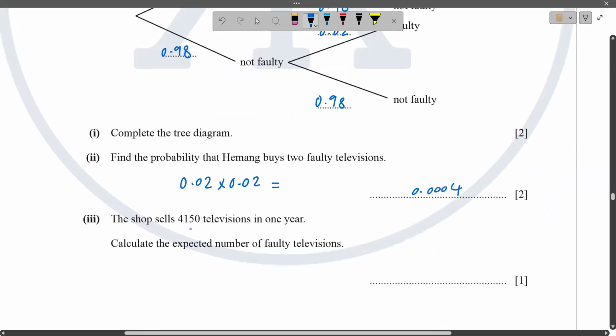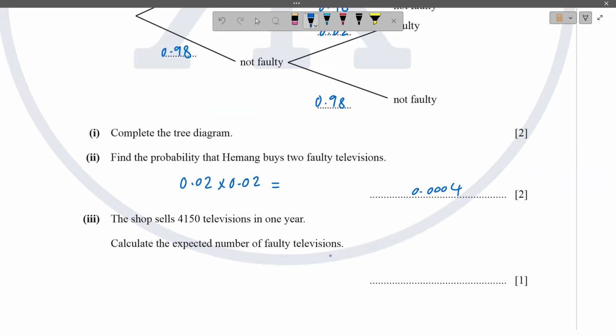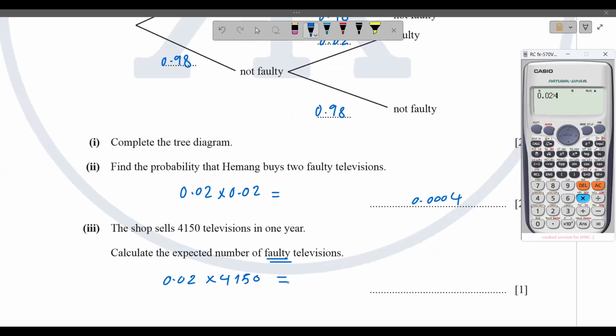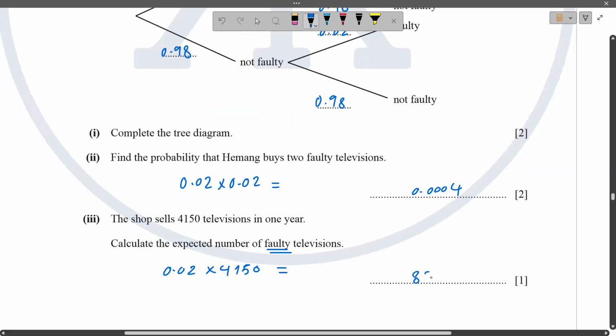The shop sells 4,150 televisions in 1 year. Calculate the expected number of faulty televisions. It's the probability multiplied by the total number of televisions. 0.02 multiplied by 4150 is 83.